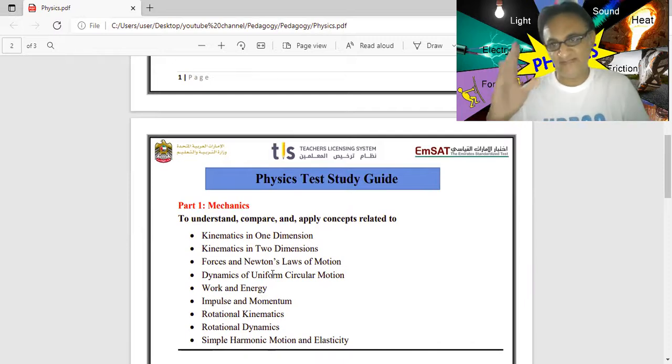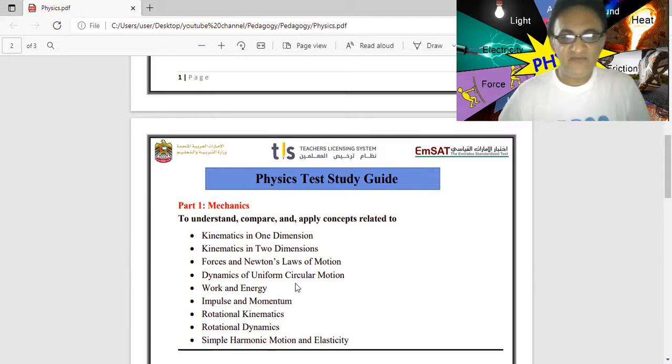So first law, second law, and third law. That's very easy. Dynamics of uniform circular motion, work and energy, impulse and momentum, rotational kinematics and rotational dynamics. So simple harmonic motion and elasticity. So these subtopics will be covered from the topic of mechanics.